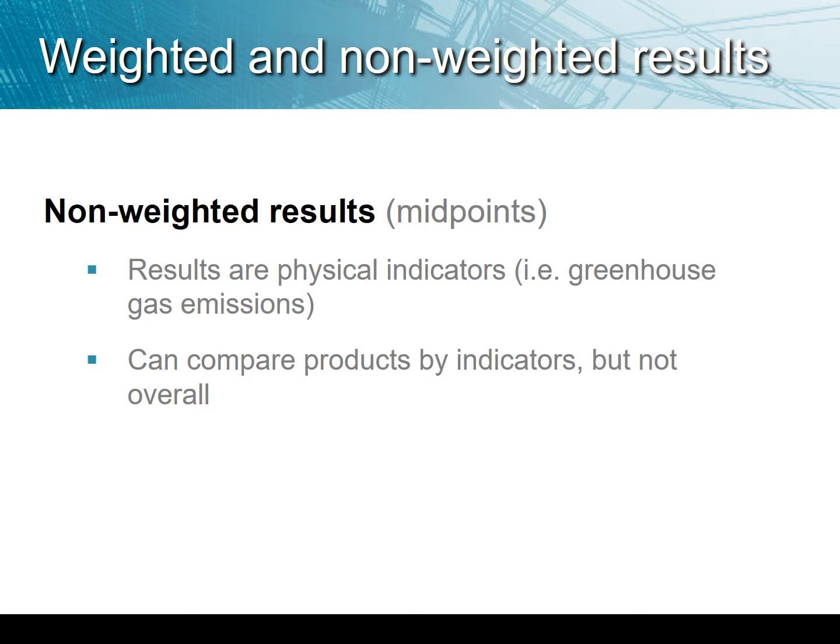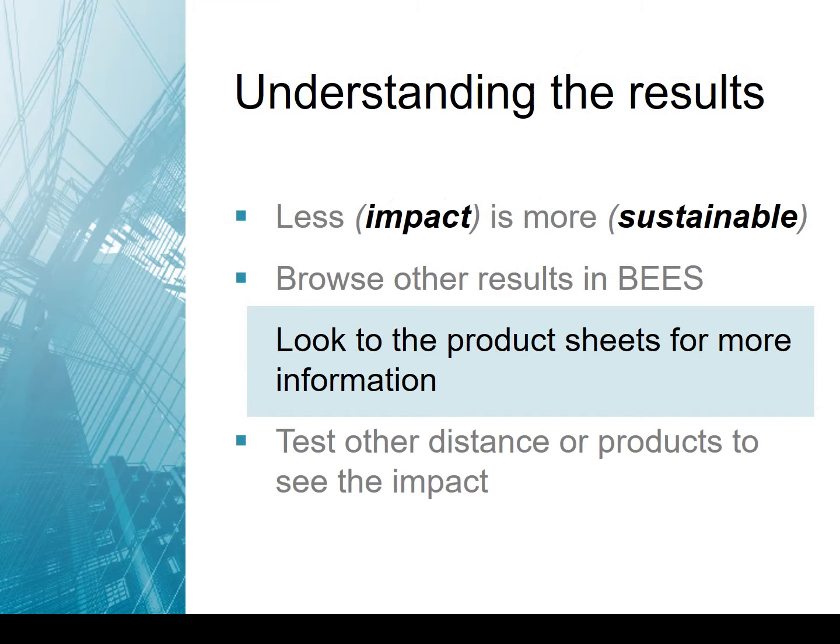Non-weighted results are also known as midpoints. These results are physical indicators, such as we saw in some of the later slides, including carbon dioxide or greenhouse gas emissions. These can compare products by indicators, but it's hard to compare an overall environmental performance. When we look at results, such as these from other LCAs, it's important to note that less is more. In this case, less impact is more sustainable.